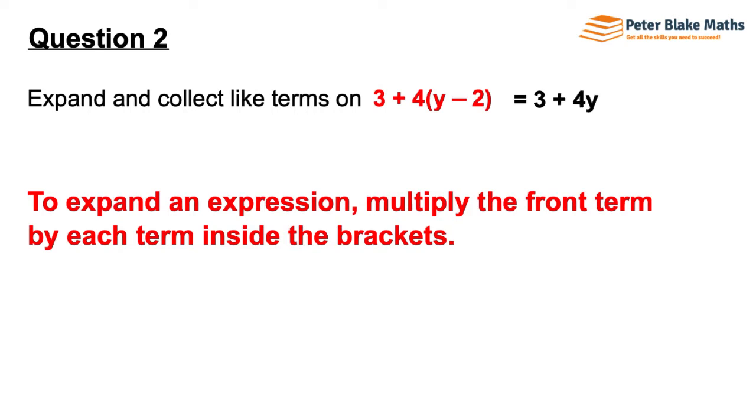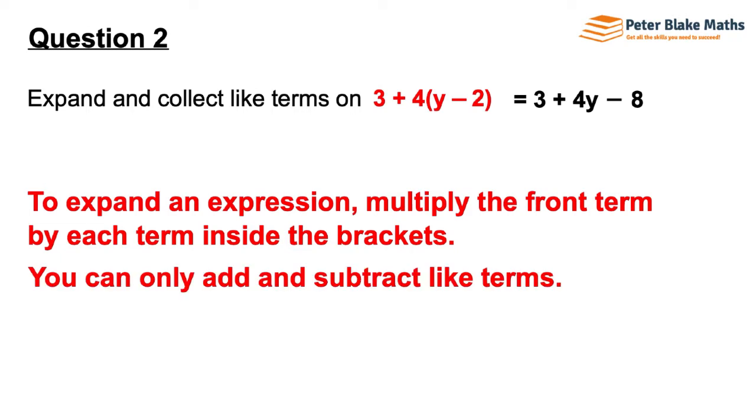So we'll just write the 3 there. We'll say plus 4 lots of y. We got 4y by multiplying the 4 out the front of the brackets by the first term, so that's just the first part of the expansion. Then we'll multiply the 4 by the second part of the brackets. 4 times minus 2 is minus 8. So be careful with that. We've got to do the expanding of the brackets before we worry about the 3.